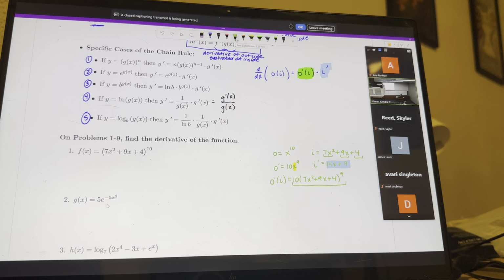And so this is my O prime of I. So to find the derivative, I need to take the derivative of the outside, evaluate it at the inside. So that's 10 times 7x squared plus 9x plus 4 to the 9. And this is my O prime of I. And then I need to multiply by the derivative of the inside. The derivative of the inside, I prime, is 14x plus 9. And so this here is I prime.